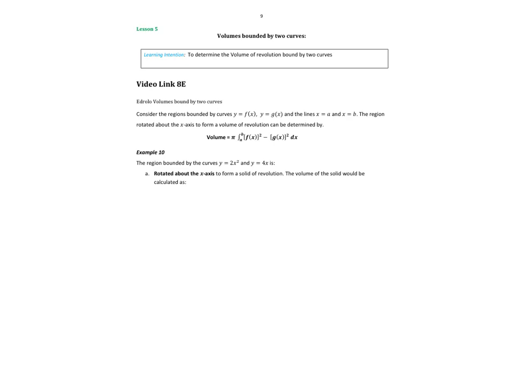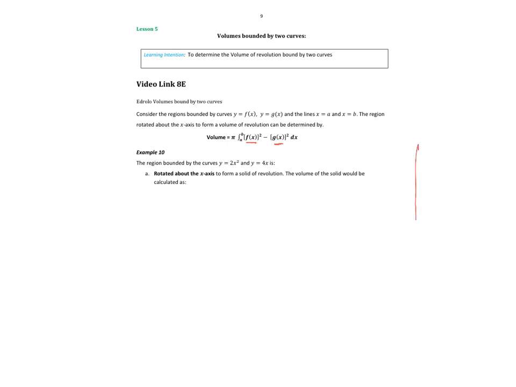So as a continuation of that, if we want to rotate the area that's bound between two curves, then the volume of revolution there is the top function squared minus the bottom function squared, the integral of that difference multiplied by pi.